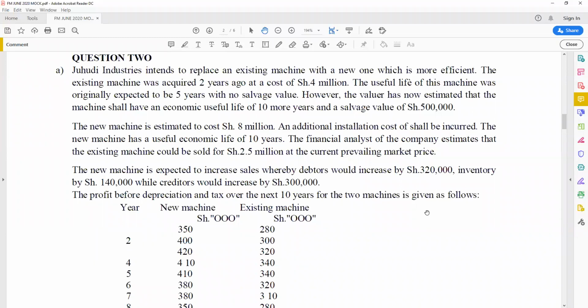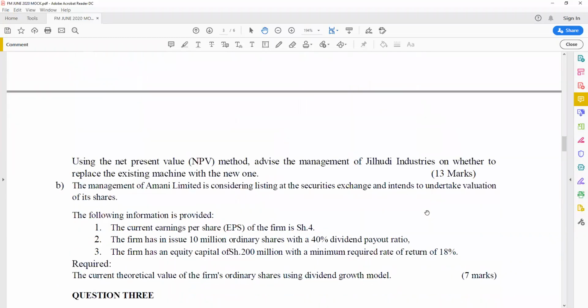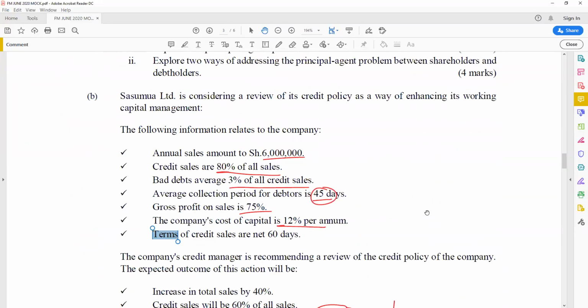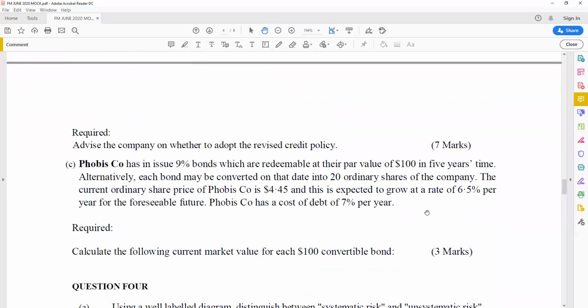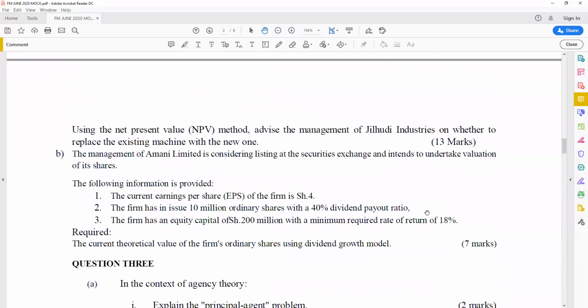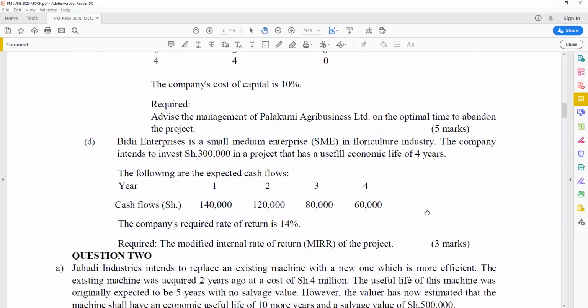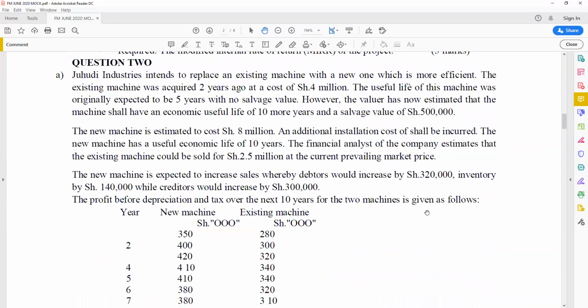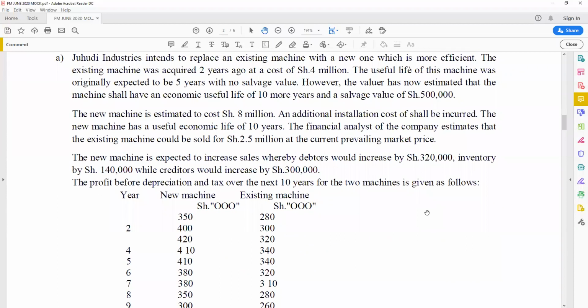Mock question 2, part A. I think A and B. Is it just A? Okay, part A, as well as there's another one on MIRR. Where was that? Yes, and even question 1D. But let's begin with question 2A. So go through it in the next 2 minutes, then we attempt together.